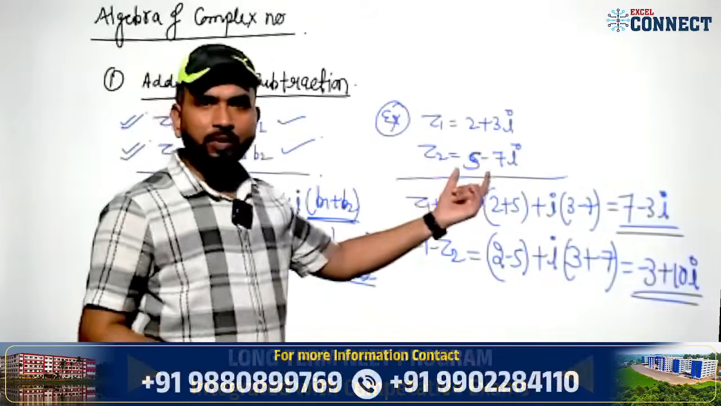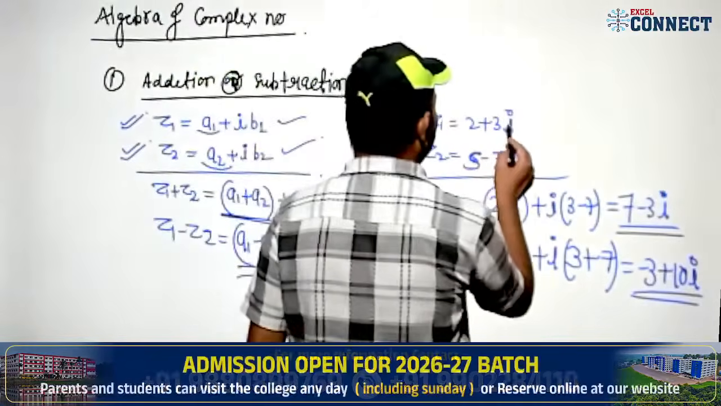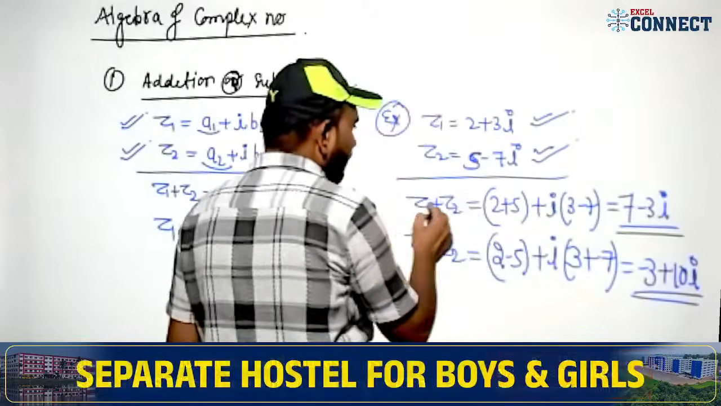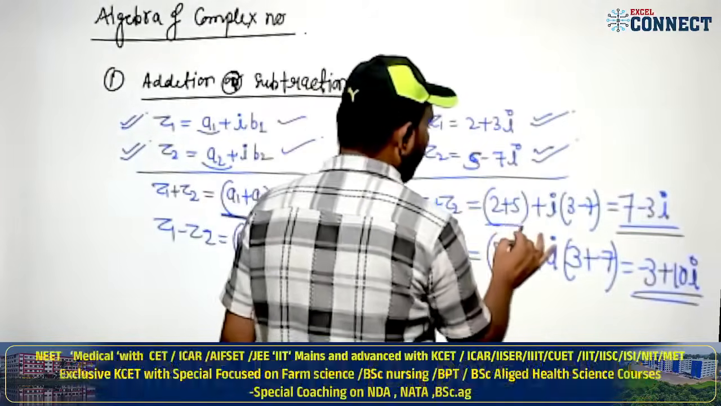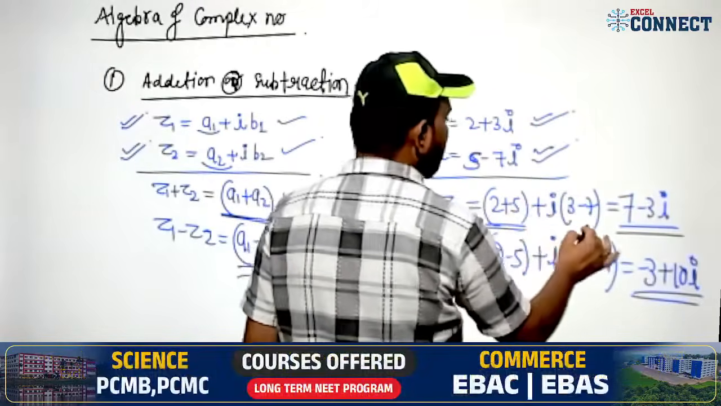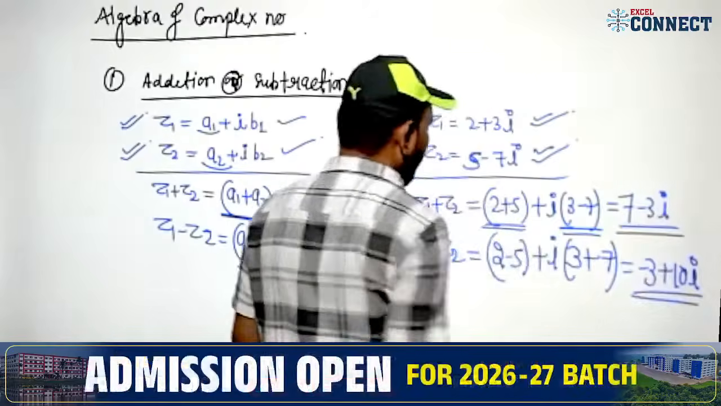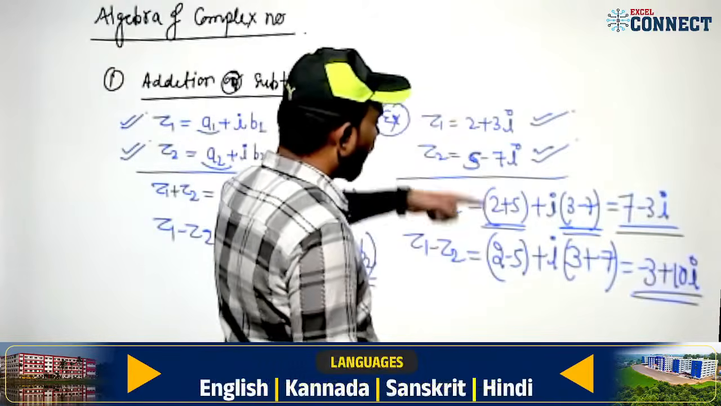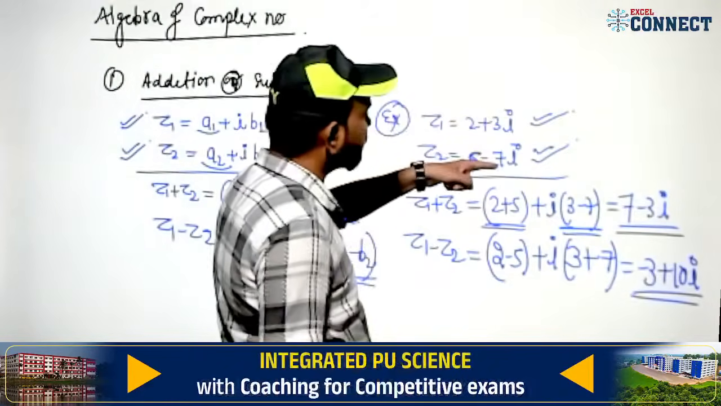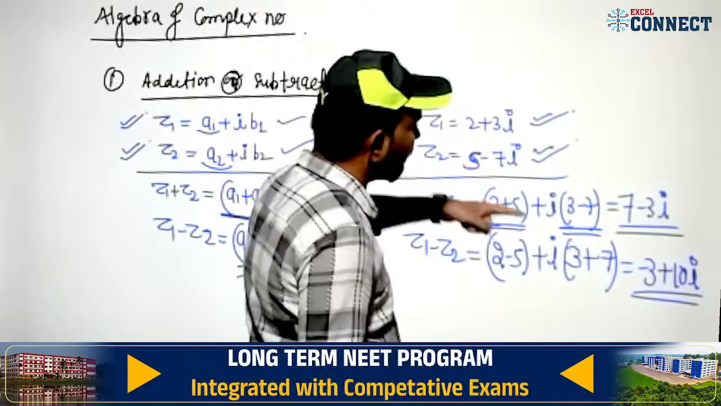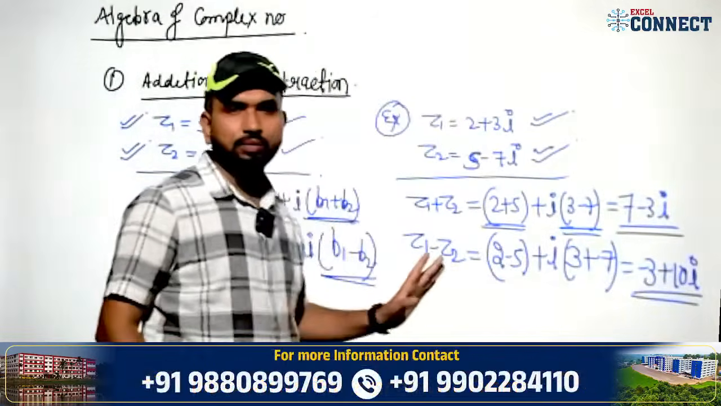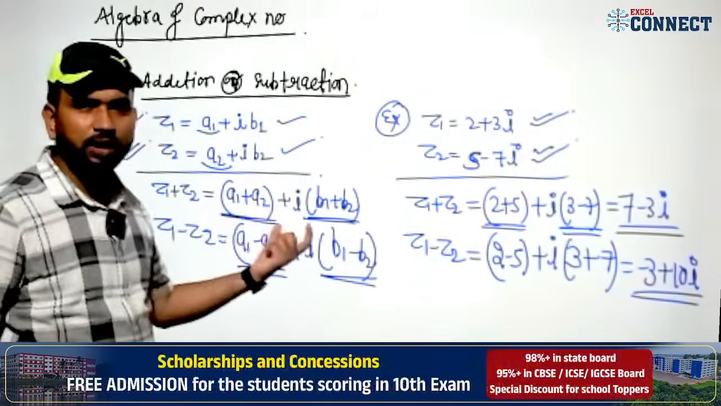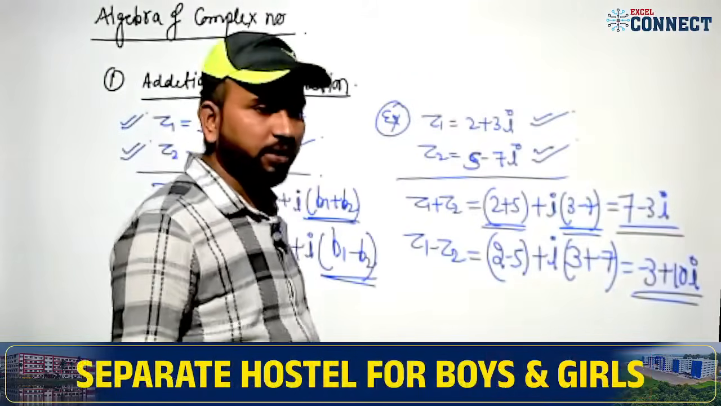Now if I give an example, see this, z1 is equal to 2 plus 3 iota, z2 is equal to 5 minus 7 iota, then z1 plus z2 is equal to this plus this, 2 plus 5 and plus iota common, so 3 minus 7, so this is 7 minus 3i. And similarly z1 minus z2, so this minus this, the real part is minus 3, and 3 plus 7 is 10, so 10 iota. Simple. Okay sir, yes, understand, okay. So this is addition and subtraction. In this way you will add or subtract these complex numbers.